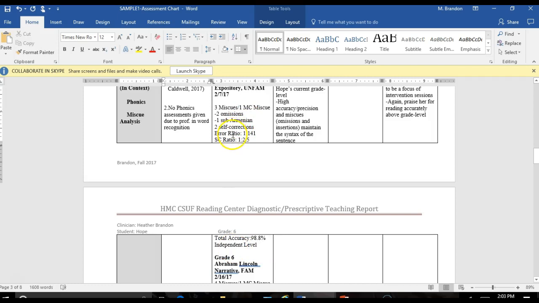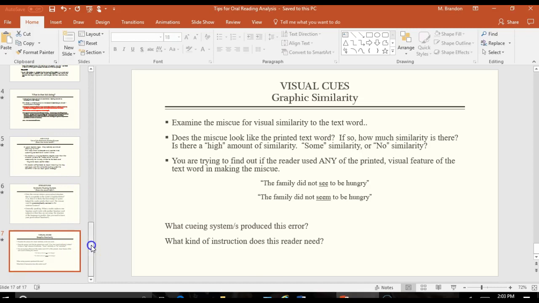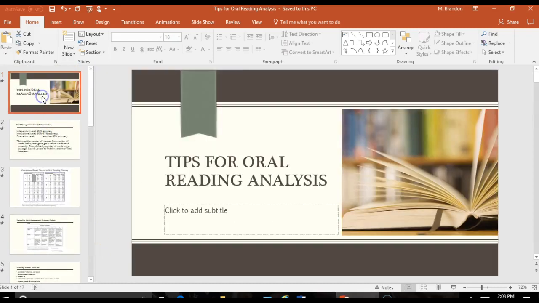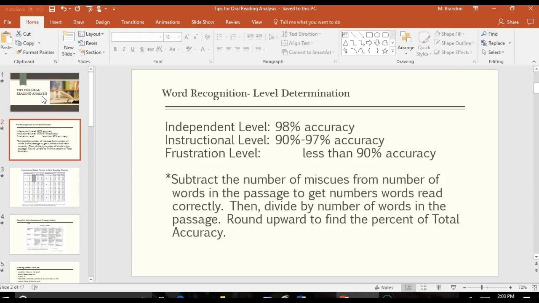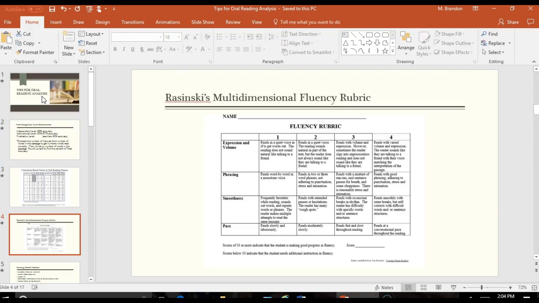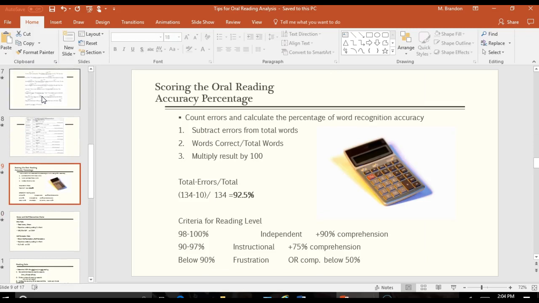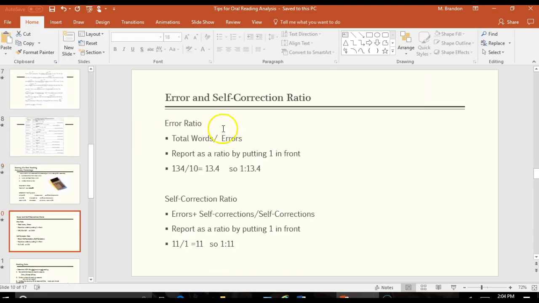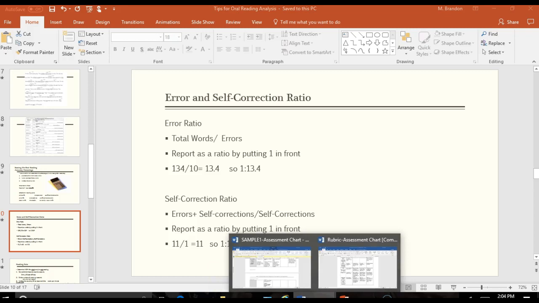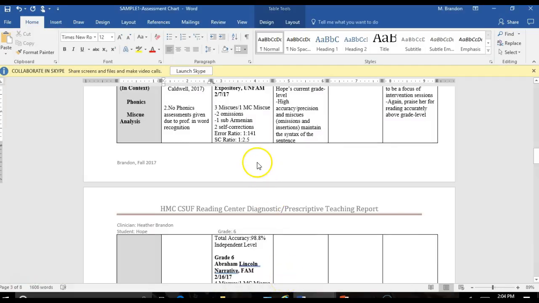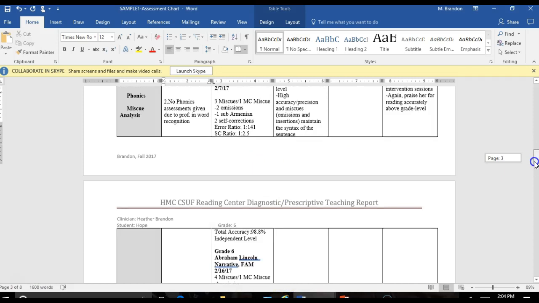Now you might be saying, how do I compute these things? And that's why I included this PowerPoint that I've used before that just has tips for oral reading level analysis, and it gives you the breakdown by word recognition level. And then in here, I have slides on how to compute oral reading accuracy percentage, as well as the error ratio and the self-correction ratio. So we'll talk more about this in week 3 as well as when more of the analysis is happening. But that information is in that document for you to use.